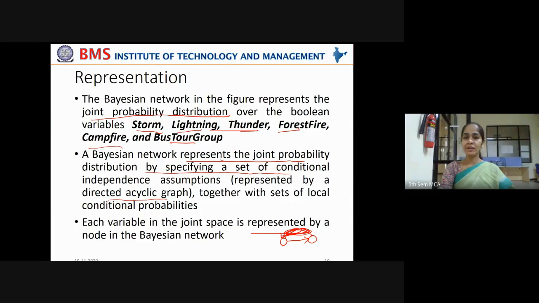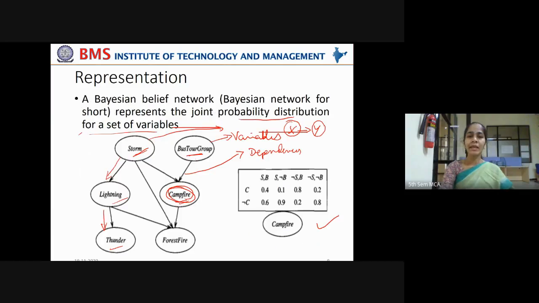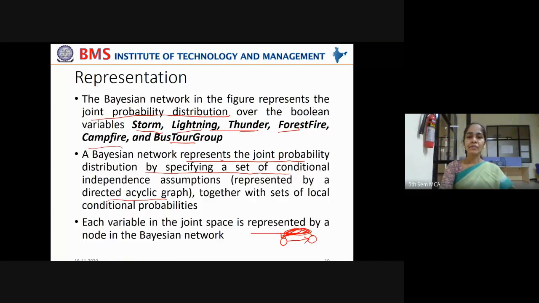Okay. Now a Bayesian network represents the joint probability distribution by specifying a set of conditional independence assumptions. Yes, conditional independence assumptions are specified in the network, right? Here in this case, campfire is conditionally independent of lightning. Campfire is conditionally independent of thunder. Got it? So it mentions conditional independence assumptions together with sets of local conditional probabilities. You have some conditional probabilities mentioned locally. Let us see how they are mentioned in the table. I'll explain you. Now each variable in the joint space is represented by a node in the Bayesian network. Yes, we know that.